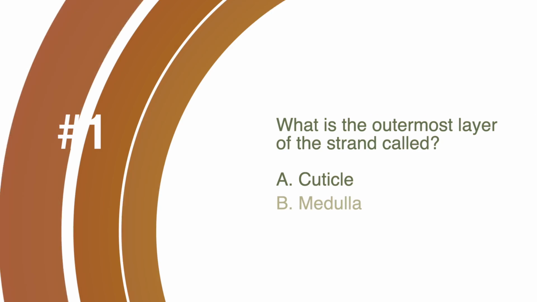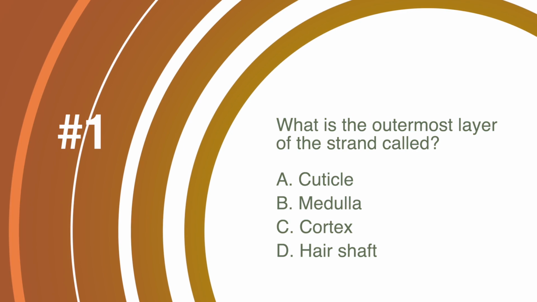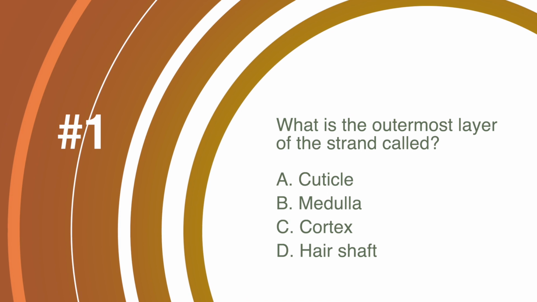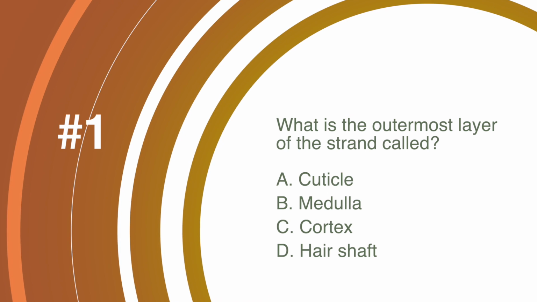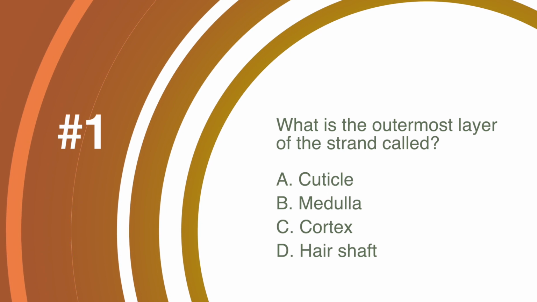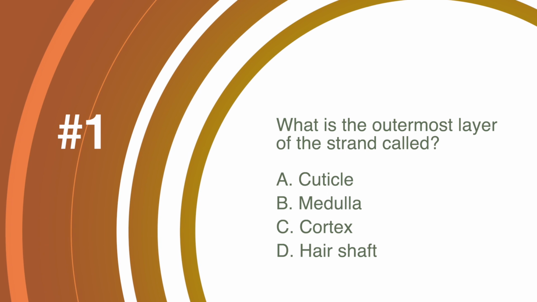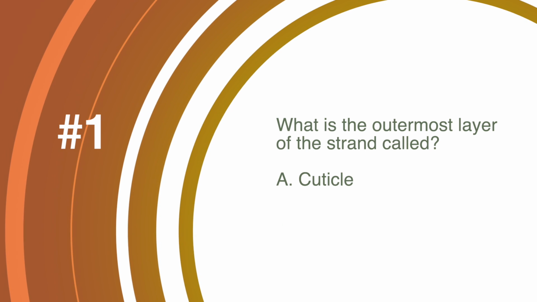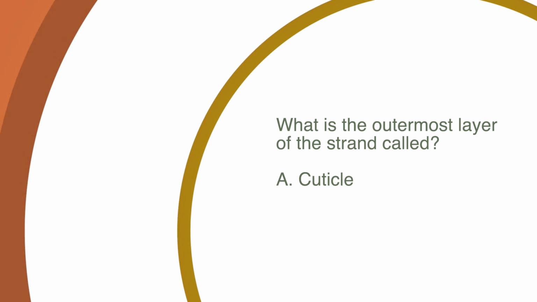What is the outermost layer of the strand called? A, cuticle, B, medulla, C, cortex, or D, hair shaft? The answer is A. The cuticle is your hair's protective layer responsible for accepting and retaining moisture.